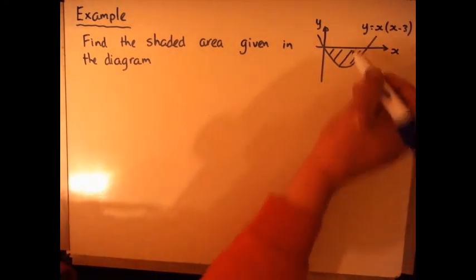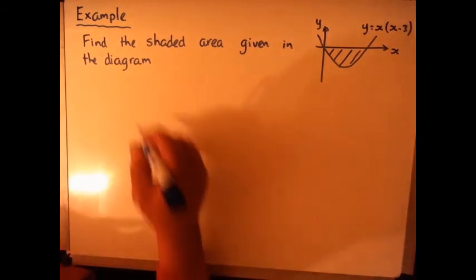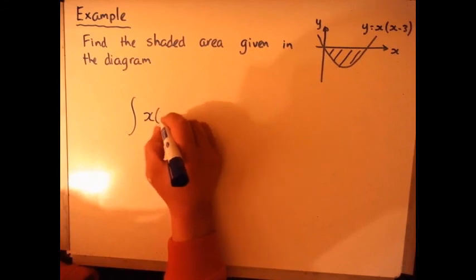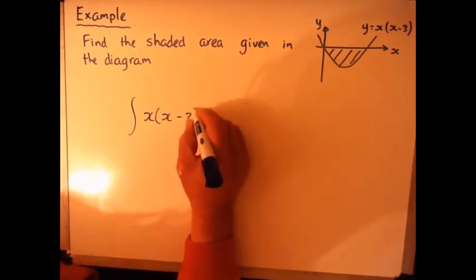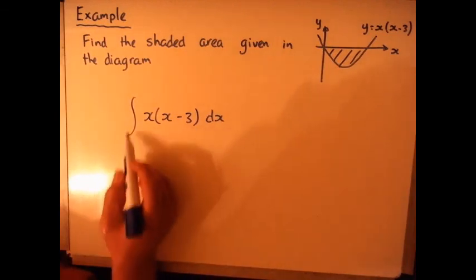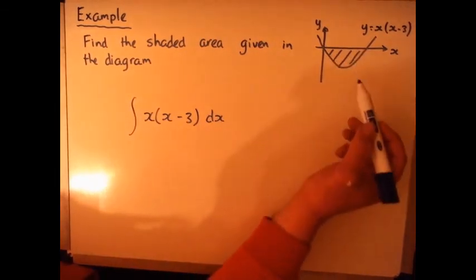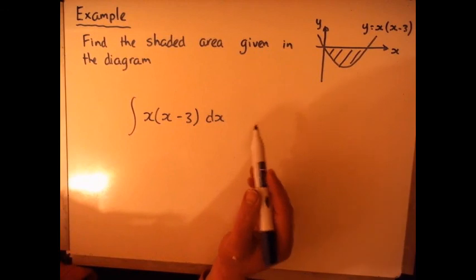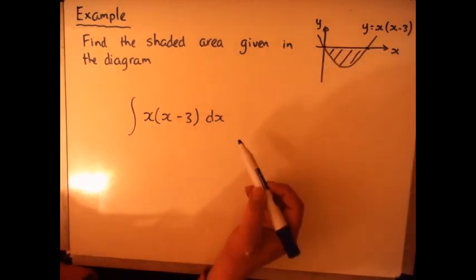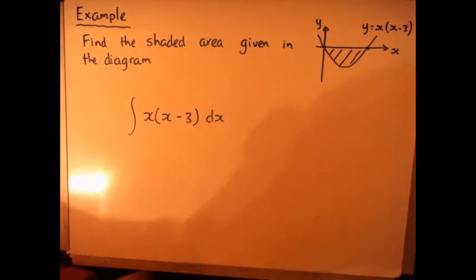So we know that this area here is given by the definite integral of the function. So our function is x bracket x minus 3, and I'm going to integrate that, and I want to integrate it between the limits of my area. But we'll see here, rather annoyingly, I don't actually know what these 2 points are. I haven't been given them, I haven't been given my limits.